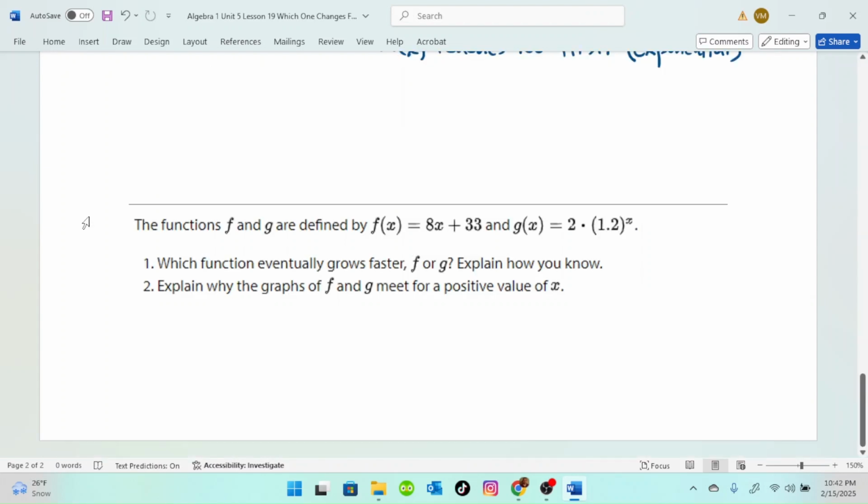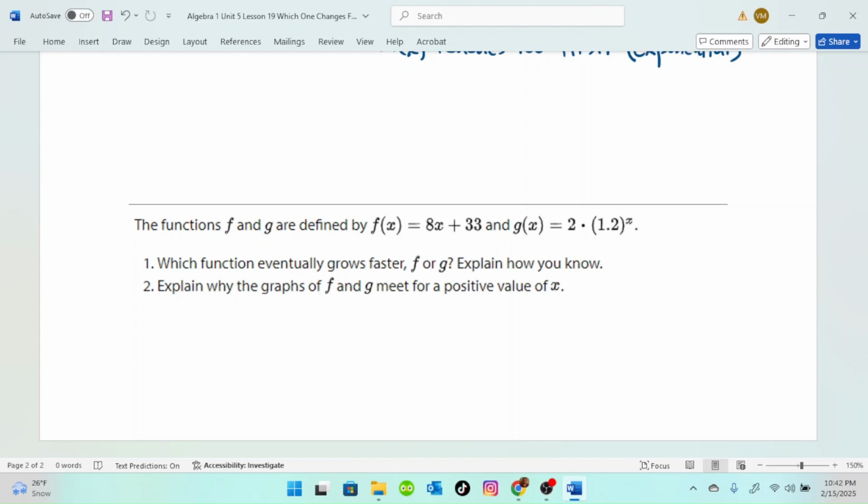Our last practice problem: the functions f and g are defined by f of x equals 8x plus 33, and g of x equals 2 times 1.2 to the power of x. Number 1, which function eventually grows faster, f or g? Explain how you know.